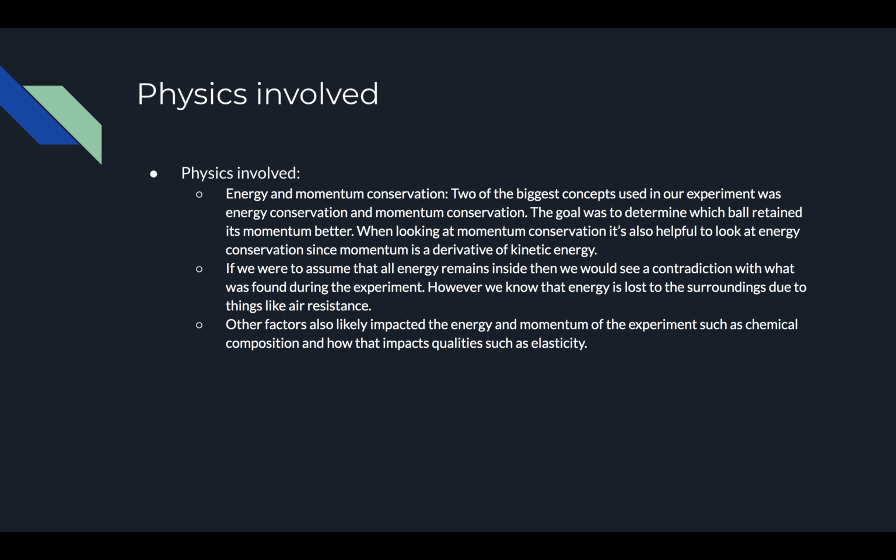For example, in this experiment, we lose energy to friction when the ball hits the ground, or when it moves through the air, it encounters air resistance, which also takes away energy from that system and transfers it to the air and the ground. Other factors that also likely impacted the energy and the momentum are things such as chemical composition and other things that impact elasticity, which we did not know for these.